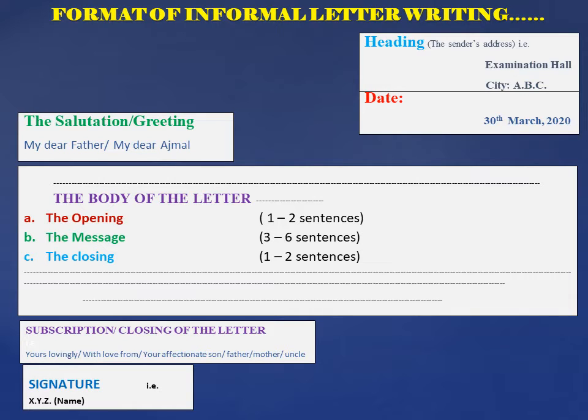Well, the second element is date. Next, just below the address, we write the date. This allows the reader to have a reference as to when the letter was written. The third element of an informal letter writing is the salutation, or we call it greeting.